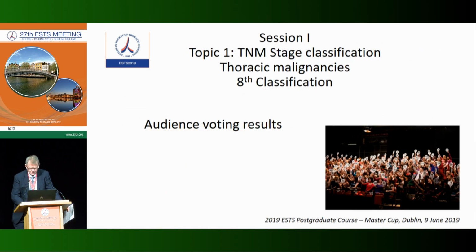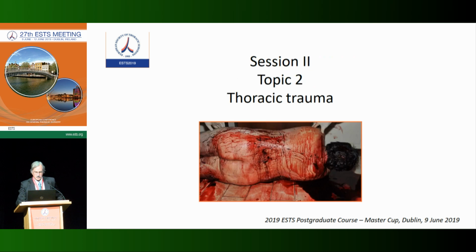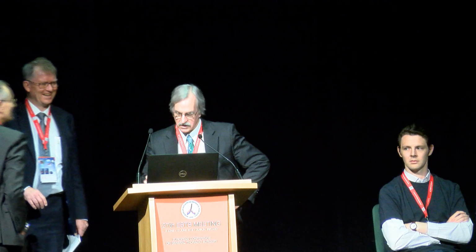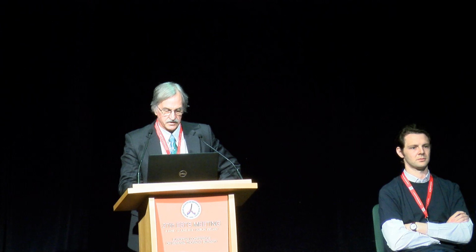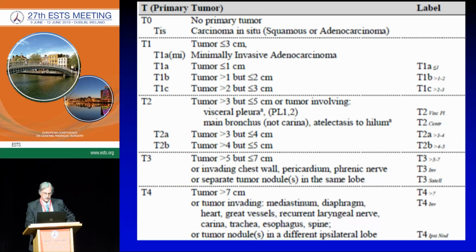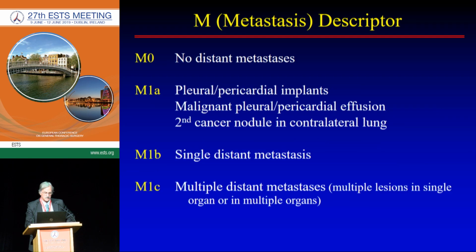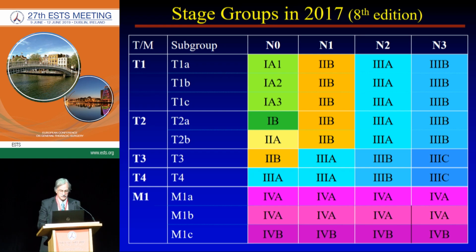Right, we move back. So Frank, some take-home messages, please. All right. Okay, so just to review a few things, this is the T classification. So this first tumor was up to 5 centimeters. So T2B is greater than 4, but up to 5 centimeters. Lymph nodes involving the ipsilateral mediastinum are N2, M0. So that's pretty straightforward. And so that would end up being a stage 3B patient.